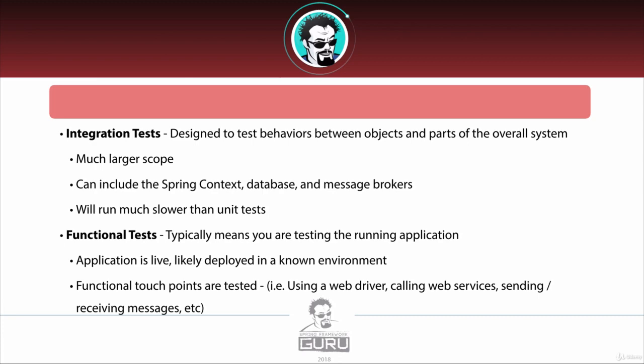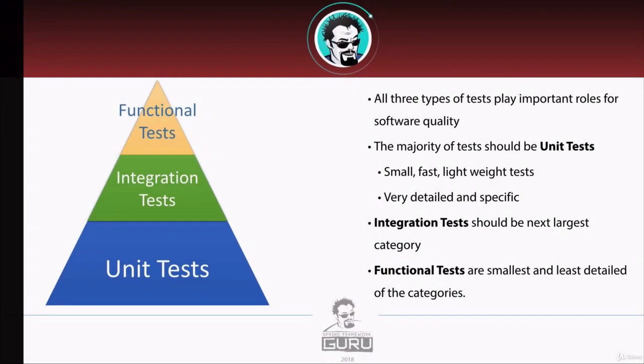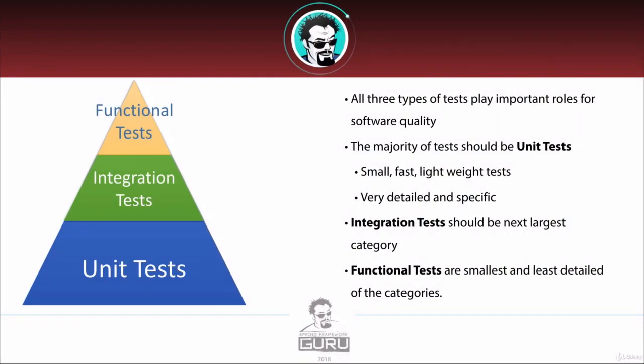And this leads me to the next thing you need to be considering here, which is the testing pyramid. And you'll see this represented different ways. The concept I want to convey here is the majority of your tests should be unit tests. So that's why I have the unit test down at the bottom of the pyramid. That should be your overwhelming majority. You want small, fast, lightweight tests.